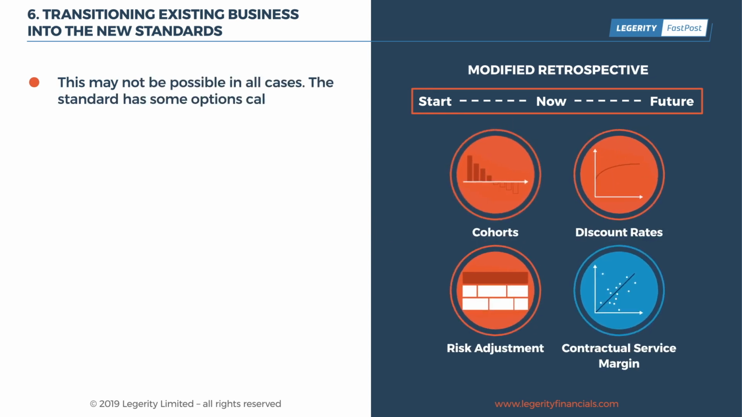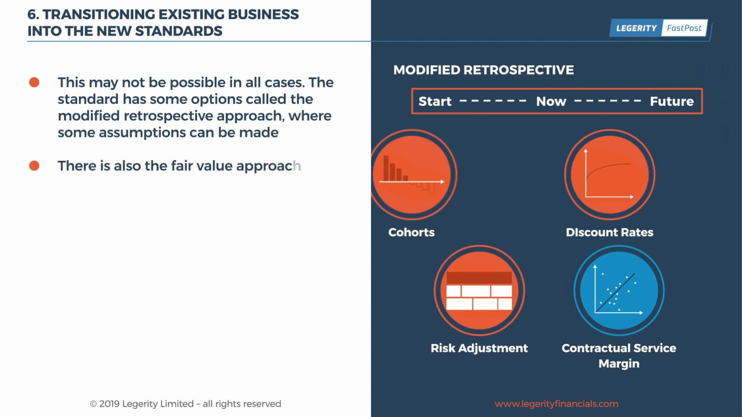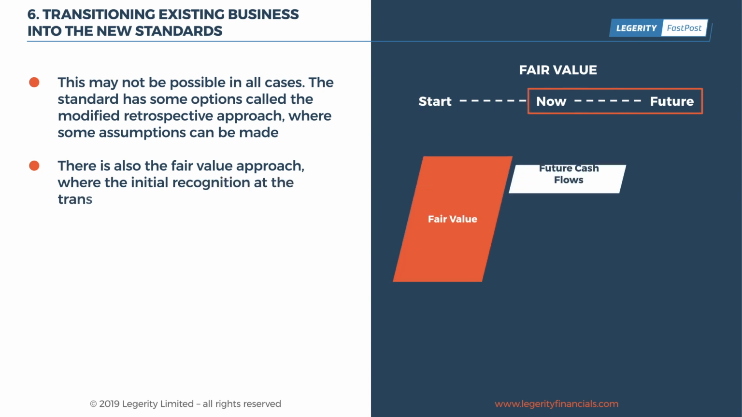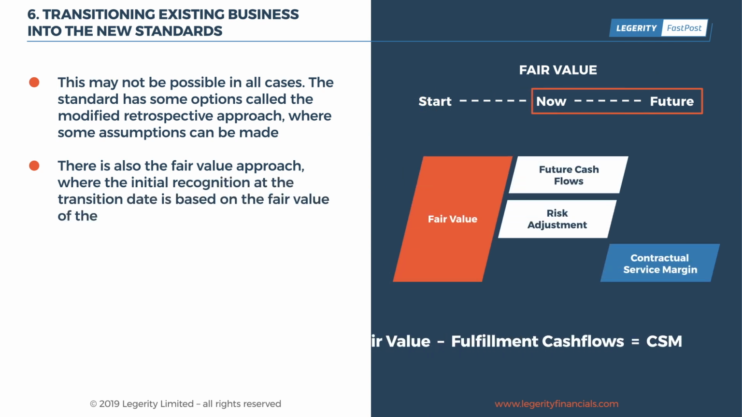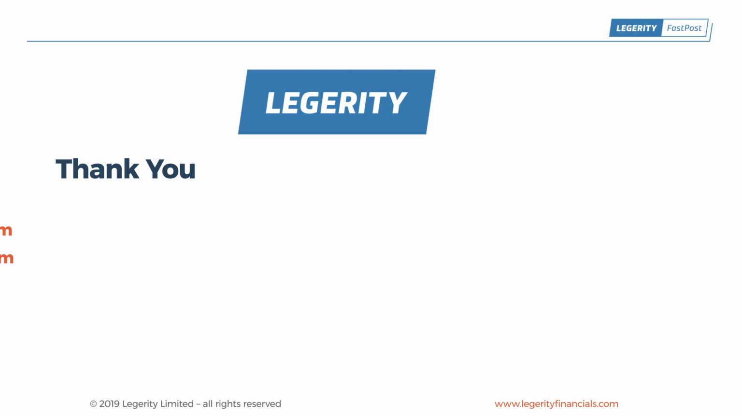The standard has some options called the modified retrospective approach, where some assumptions can be made. There is also the fair value approach, where the initial recognition at the transition date is based on the fair value of the contracts. Implementing IFRS 17 is not easy, with challenges around data, systems and people. It is, however, a great chance to upgrade the back office in preparation for the new digital world.